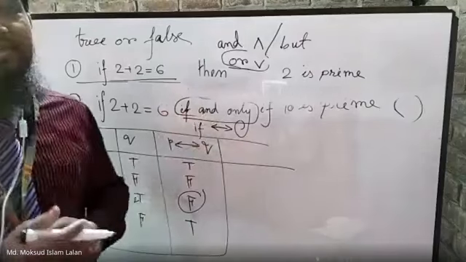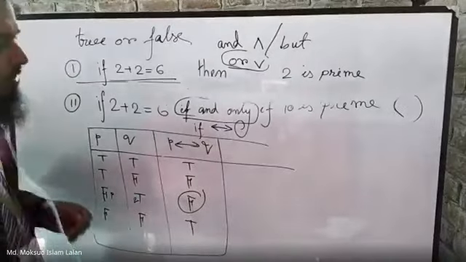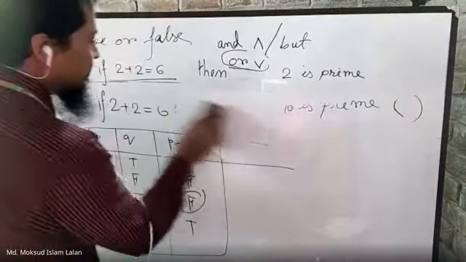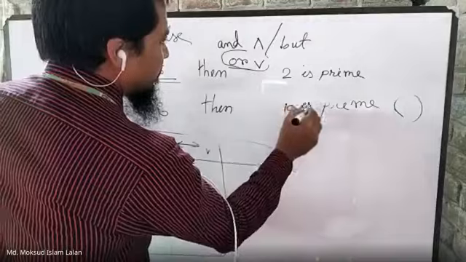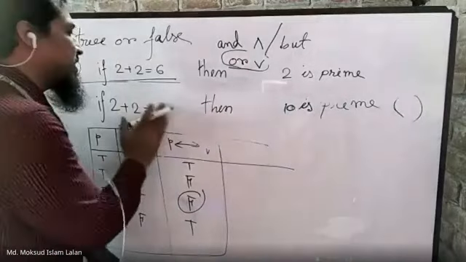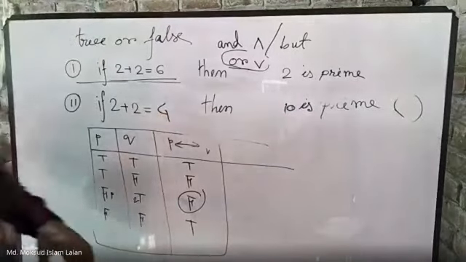Are you all agreed with Niyaz? Yes, sir. So what about this one? It is also true, sir. Then 10 is prime, because both are false, it's also true. If there is something different, then it is false. Very good. Okay.